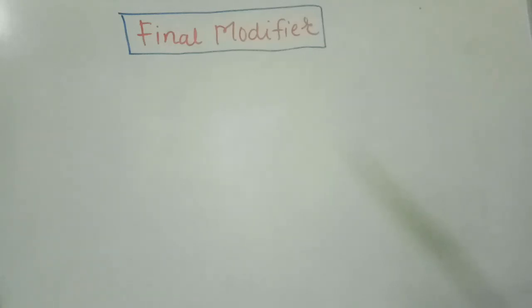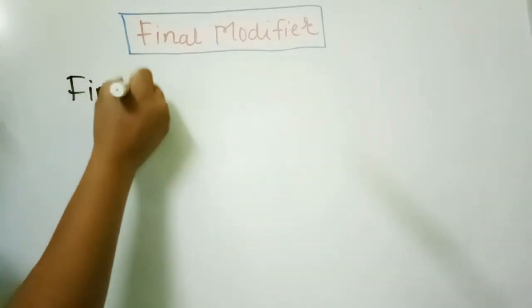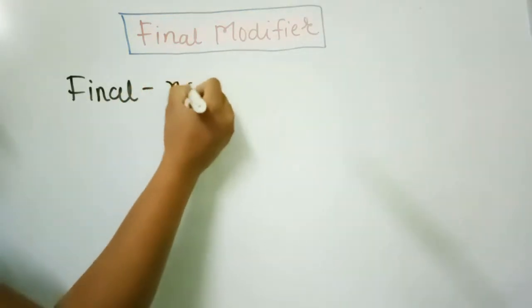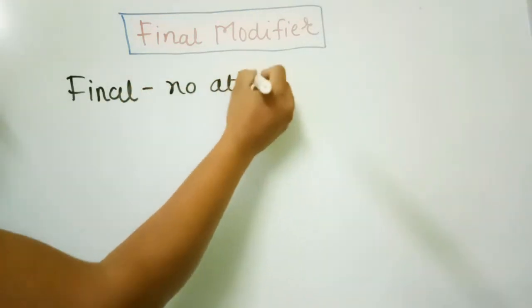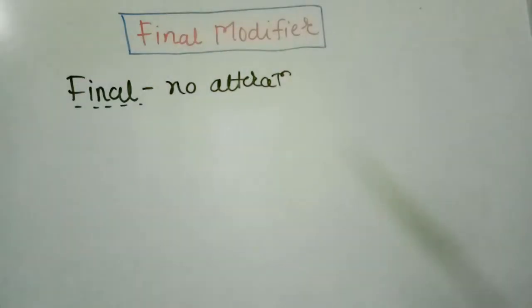Final modifier is another interesting term of the Java programming language. First of all, we will see what is the meaning behind the word final. Final indicates that no further alteration can be done. Means no alteration is allowed. Final means final. There is no chance to modify it.